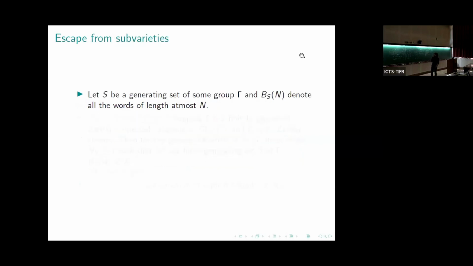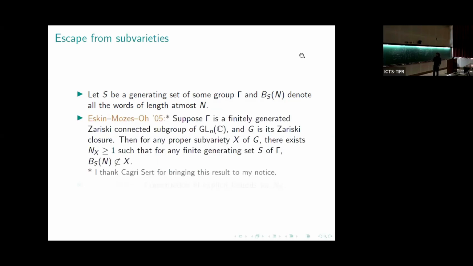So what we use is this beautiful result called the escape from subvarieties lemma, from a paper of Eskin, Mozes, and Oh. Let S be a generating set of some group Gamma, and consider B_S(n) to be the words coming from this generating set of length at most n. Then Eskin, Mozes, and Oh proved in 2005, I mean, it's a proposition in their paper, using which they prove some other results.